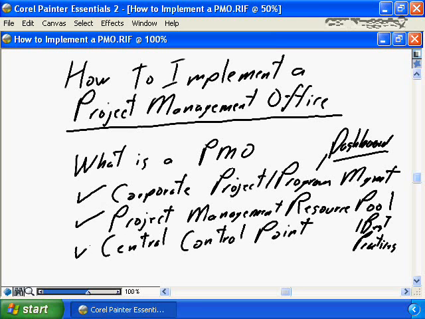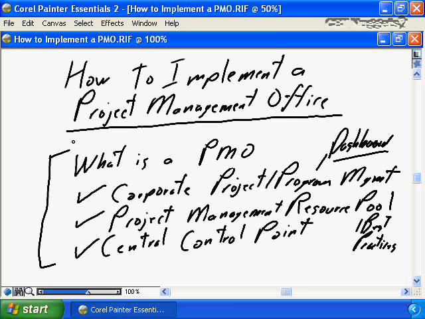And the final implementation of a PMO is as a central control point, where the PMO actually owns project delivery responsibilities and effectively contracts out to the business unit to deliver the projects for the business unit. So how to implement a PMO?